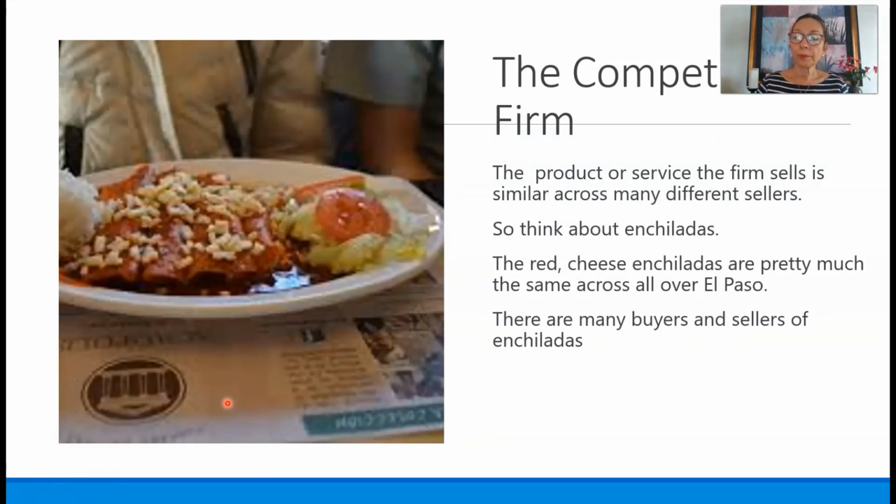So the competitive firm. Recall that the competitive firm sells a product that is homogeneous or standardized. So let's think about enchiladas. Here in El Paso, under normal conditions, almost every single Mexican restaurant sells enchiladas. Red cheese enchiladas are pretty much the same all over the city. And there are many buyers and sellers of enchiladas.